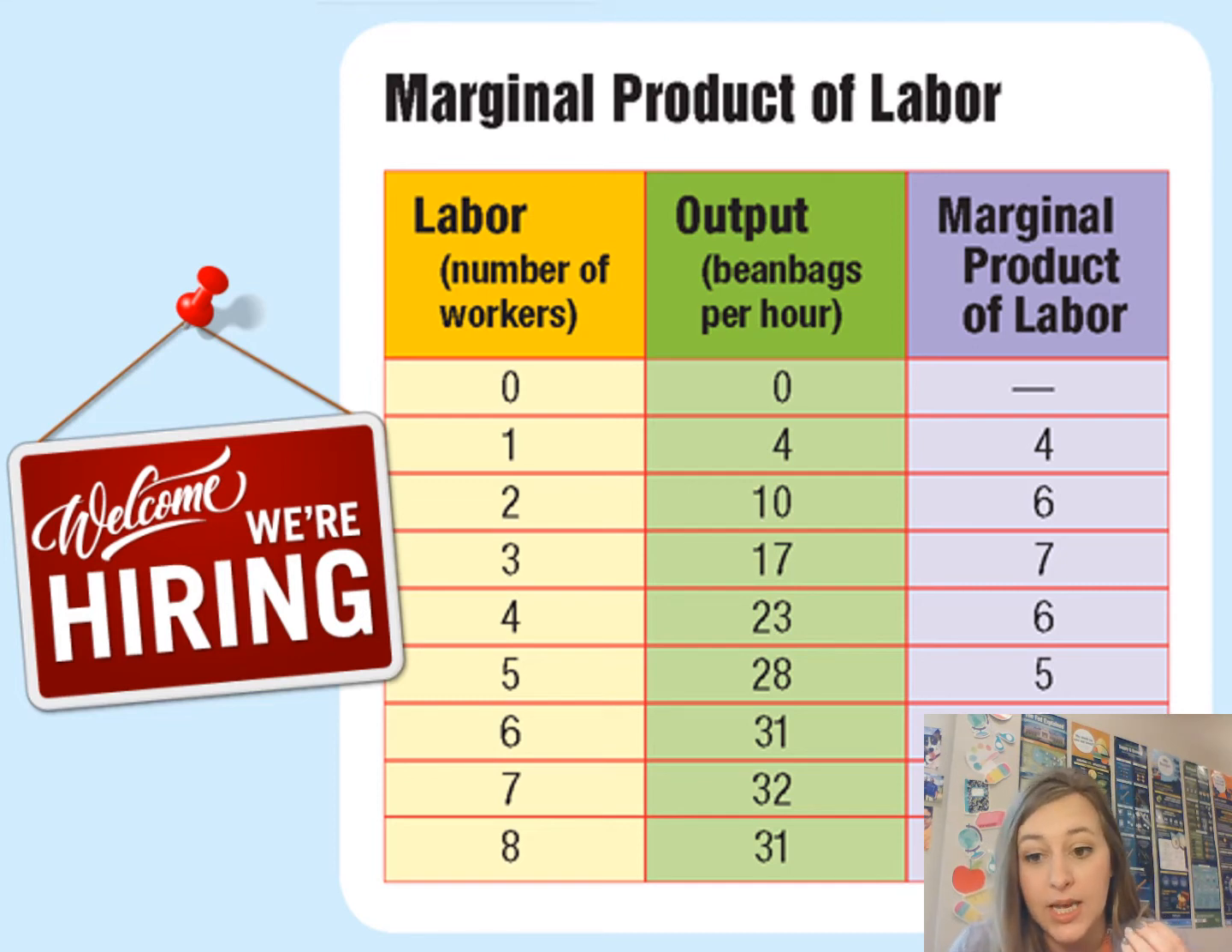Now we're going to continue to hire workers up until we're going to hire 7 workers. Okay, we're going to hire 7 workers because as soon as we hire 8, our output actually starts to decrease because there's not enough work for that 8th person to do. So they're just costing the company money, and they're not producing any goods because there's not enough work to go around.